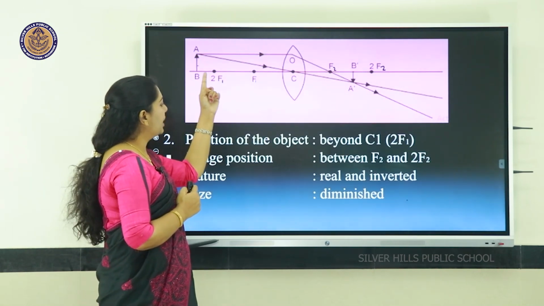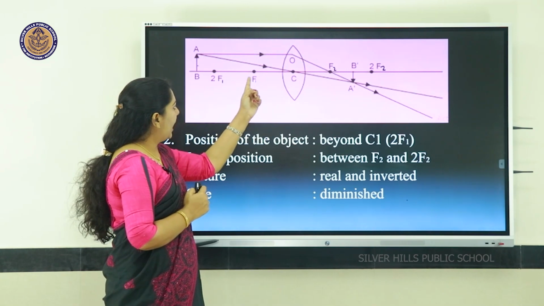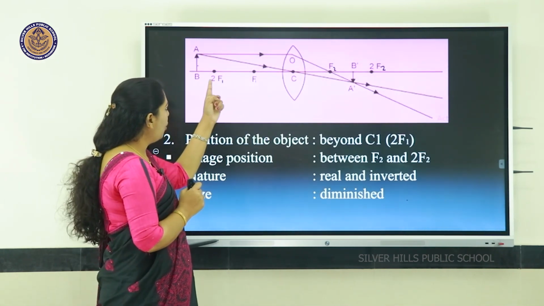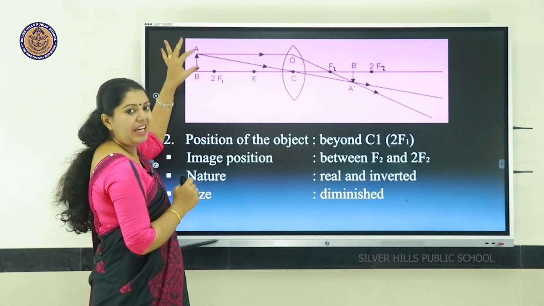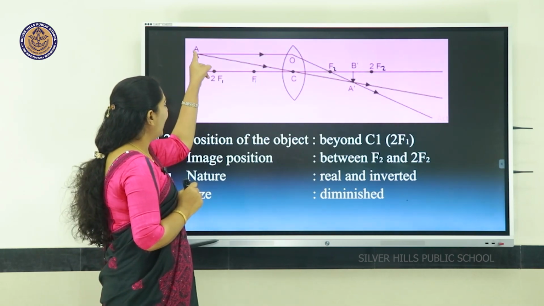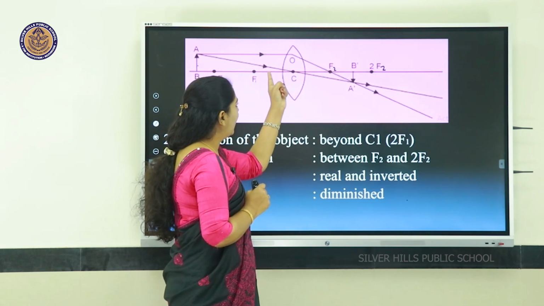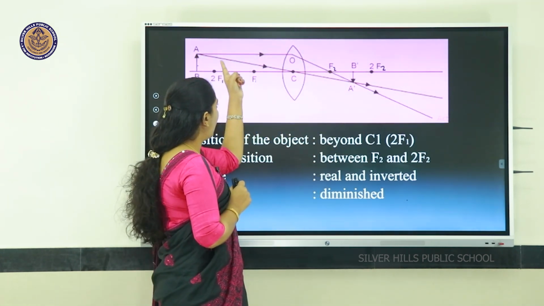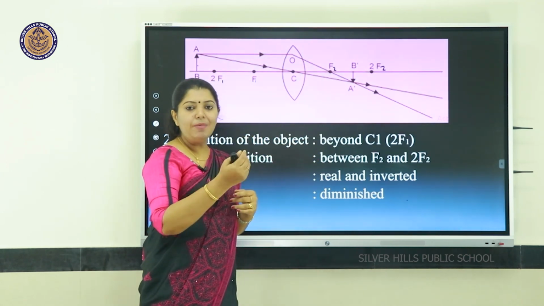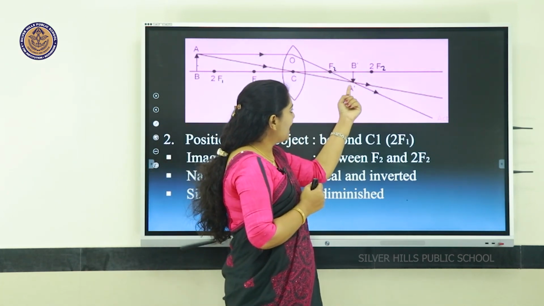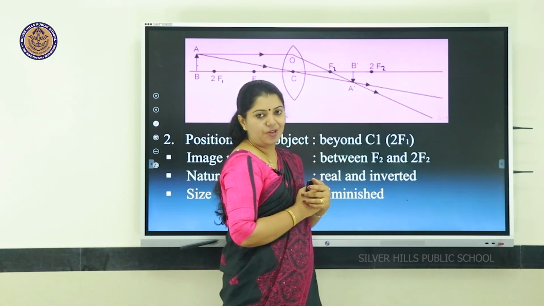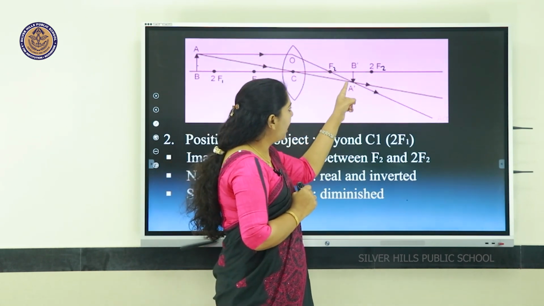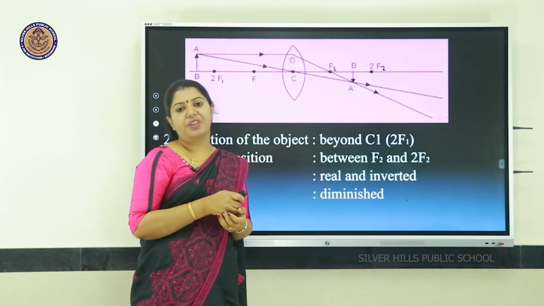Second case, the position of the object is beyond C1. Here you can see F1 and 2F1. Actually this 2F1 is C1, the center of curvature C1. You keep the object beyond 2F1. So, this BA is the position of the object. From the point A, a ray of light incident parallel to the principal axis, that refracted ray will pass through the point F2. Another ray of light passes through the optic center and refracts along its same line. Then you can see that both these refracted rays meet at A dash. From the point A dash, draw a perpendicular line to the principal axis. Here A dash B dash represents the position of the image.